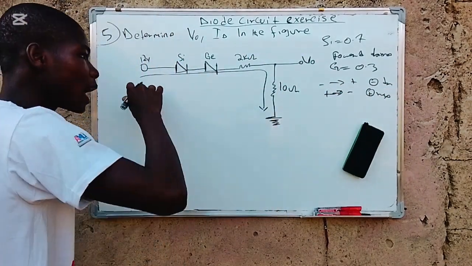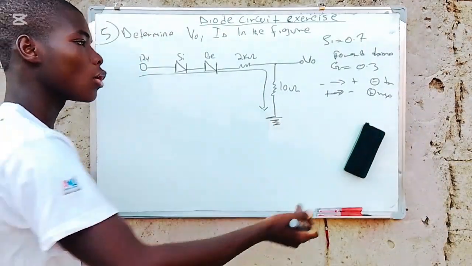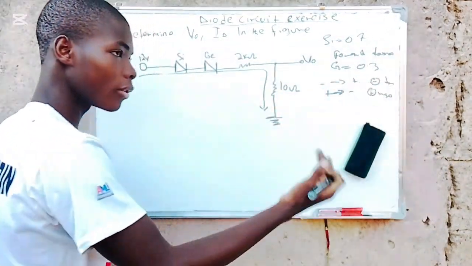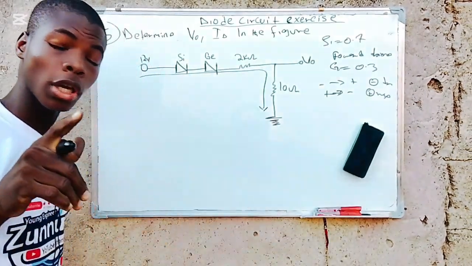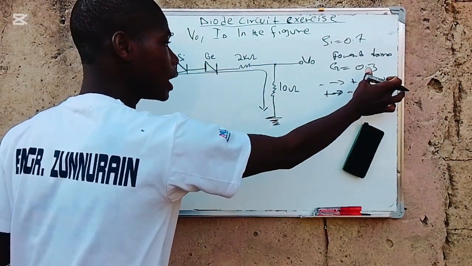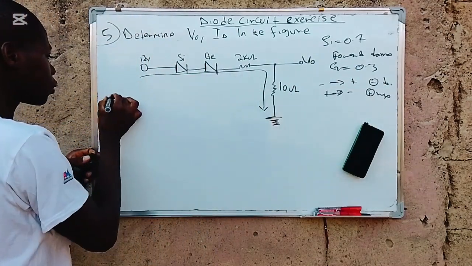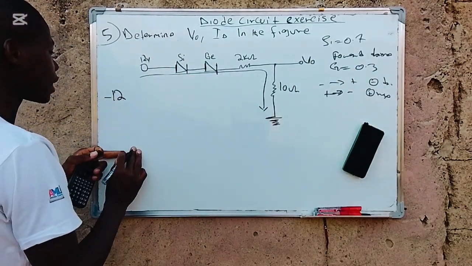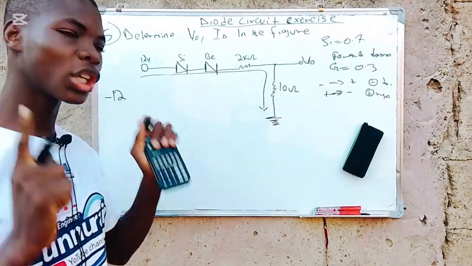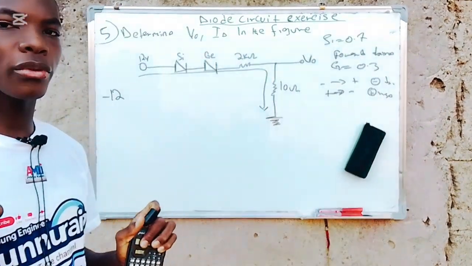If we use positive and the rest as dropping, and we use the 12 volts as dropping, the rest will be rising, and it will give us the same answer. But let's check for dropping. When it is dropping, it will now be negative 12. Please take note that you can use any method and it will give you the same answer. Please don't be confused by this.